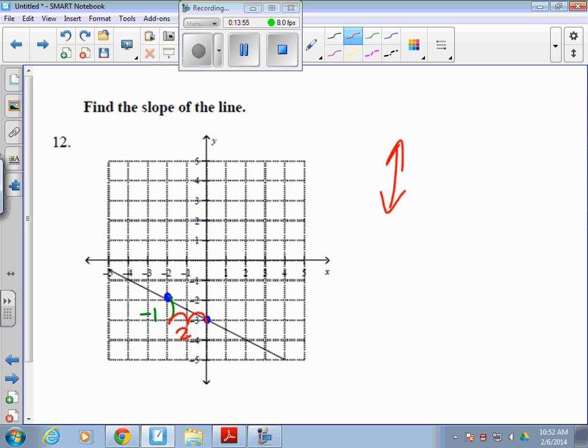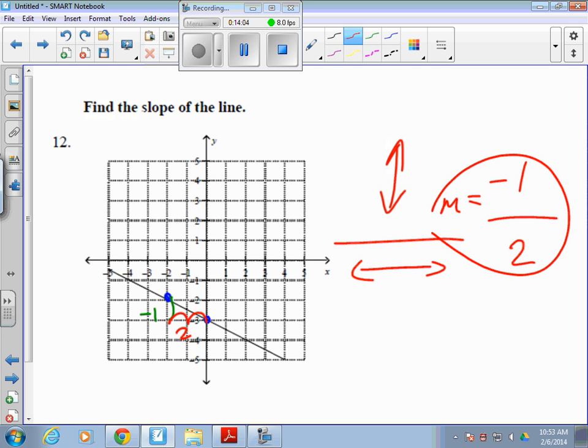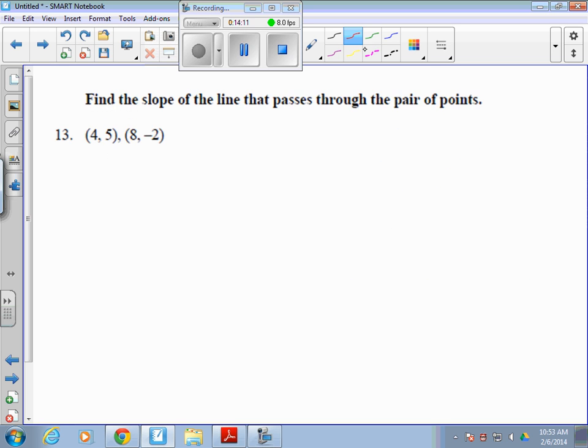Remember, it's rise over run. So how many times did you rise? You went down 1, negative 1. How many times did you run? You went positive 2. Your slope is negative 1 over 2. Remember, m is the variable most used for slope.